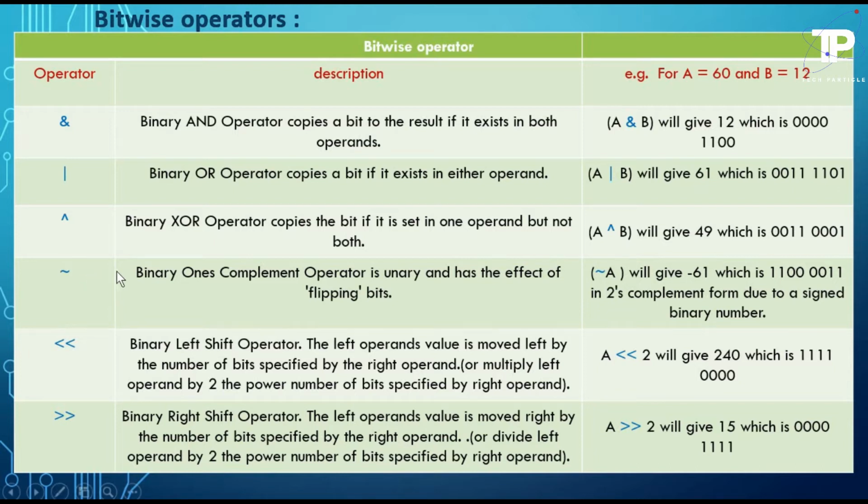This tilde sign represents the binary one's complement operator. What does it do? It just flips the bits. Means if the bits are 1, it will change 1 to 0 and vice versa. For example, when A is equal to 60, the binary one's complement of A would be minus 61, whose binary representation is given here. It is in 2's complement form due to the signed binary number.